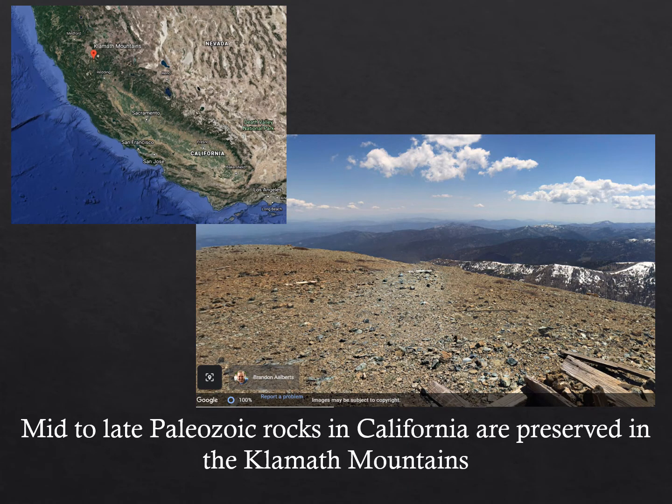So here we've got some mid to late Paleozoic rocks that are present in California, and they're preserved in the north. They're preserved in the Klamath Mountains in the north. And so here's a photo again from Google Earth, and you can see the environment there and those high peaks. The sediments there are from the Paleozoic time. So we're talking more probably in the order of 300, maybe 250 million years ago, that time frame here.